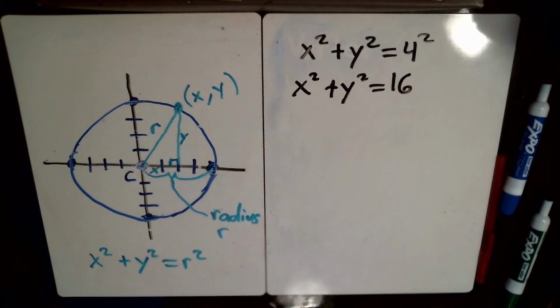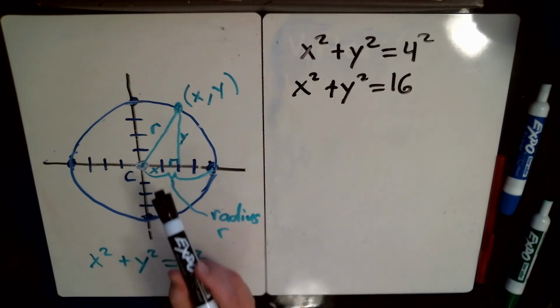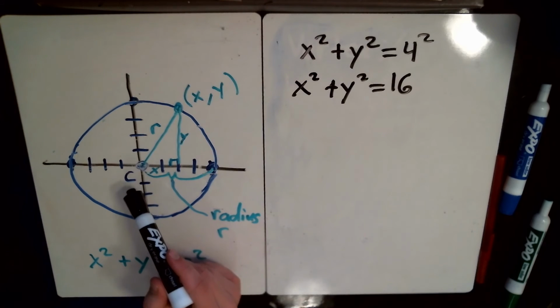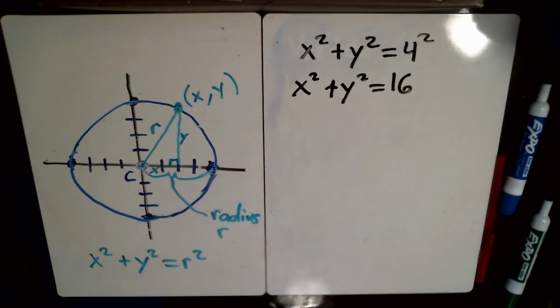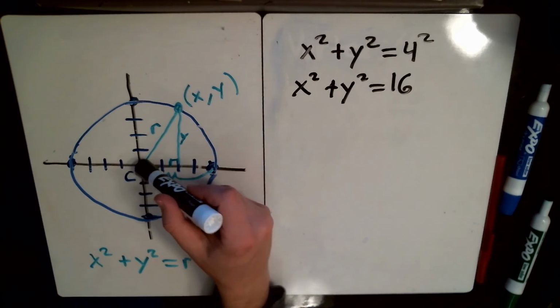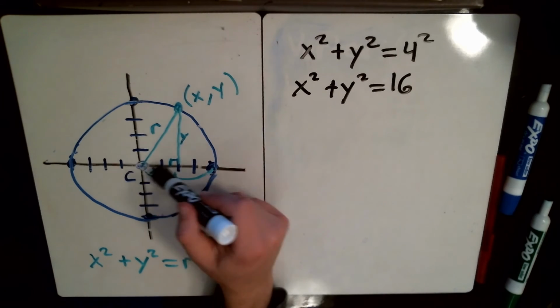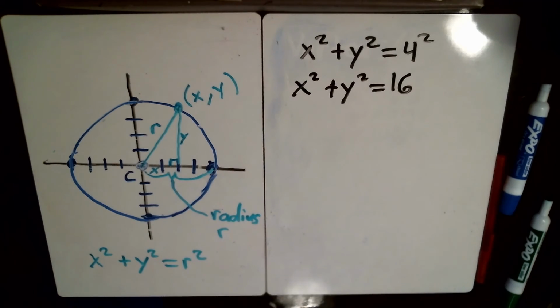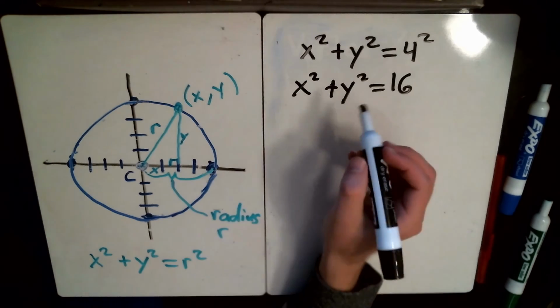Now, before we get into doing some more examples of this, I do want to mention, this formula only works if your center is at 0, 0. Your equation will be a little bit different if your center is somewhere else, okay? So if you move the center away from 0, 0, essentially it just shifts all your x and y values around.